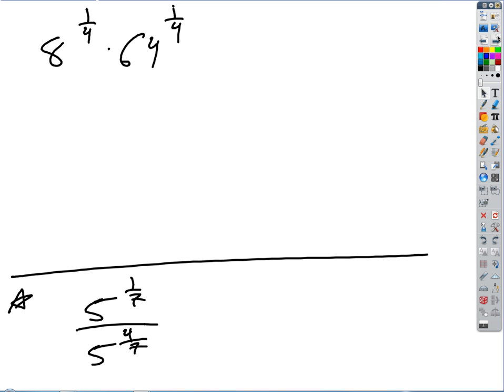Now, one thing we can do, we do have like exponents. And I could factor out a like exponent, couldn't I? Because I know from my properties of exponents that a times b to the m equals a to the m times b to the m.